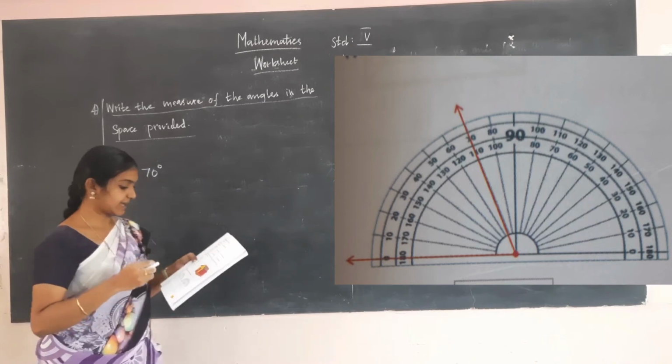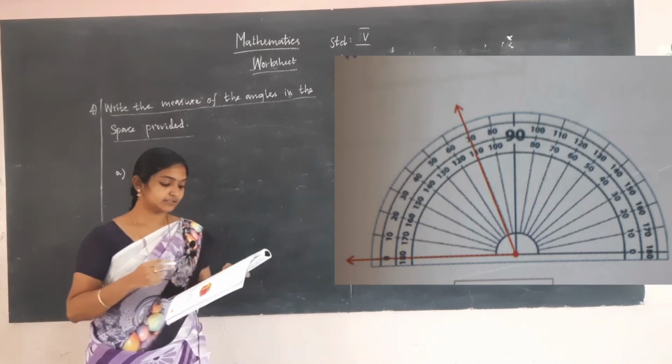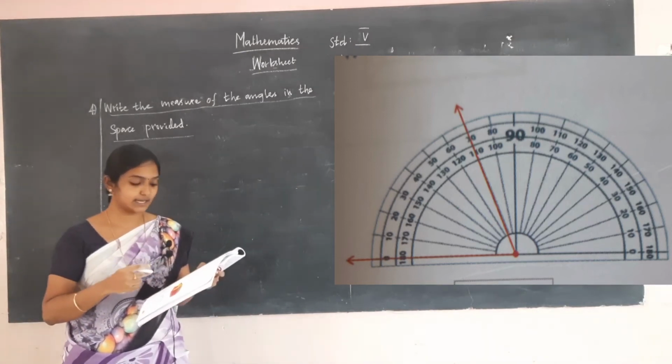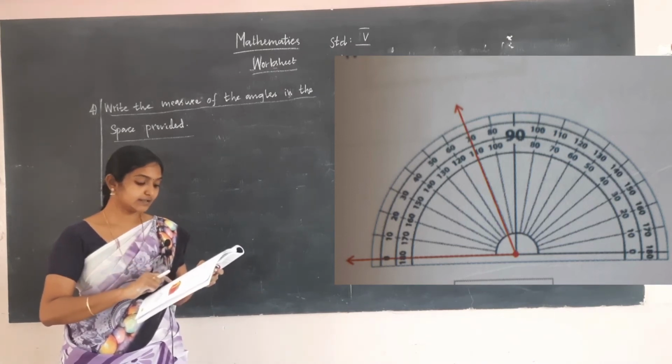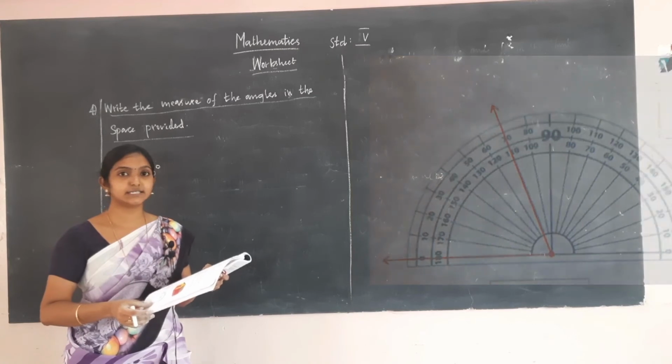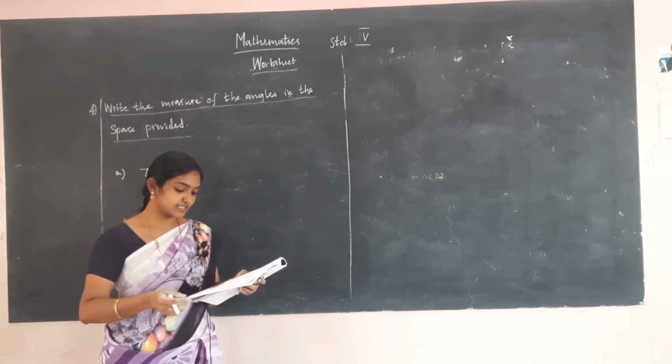The arm of the angle and the outer scale 0 is coinciding. So we have to look only at the outer scale. The another ray is ending at 70 degree. So the angle is 70 degree.